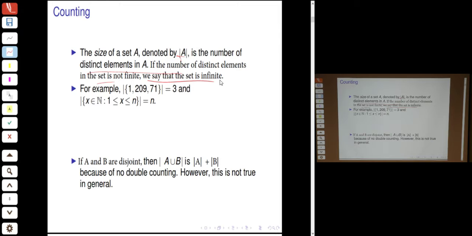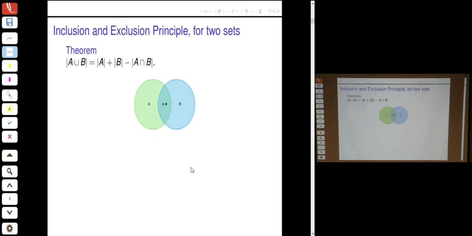So, if A and B are disjoint, again think in terms of a Venn diagram, then the total number of elements in A union B is exactly the total shaded area. Of course, this is the area of A plus the area of B. So there is no overlap, and there is no double counting. As soon as there is overlap, there is double counting, so you have to take care of that. If there is overlap, you have to be a little careful.